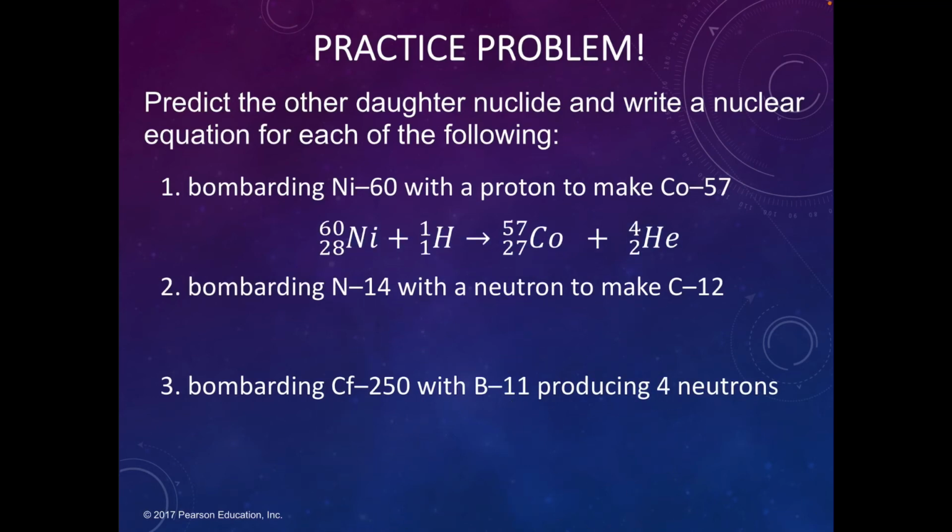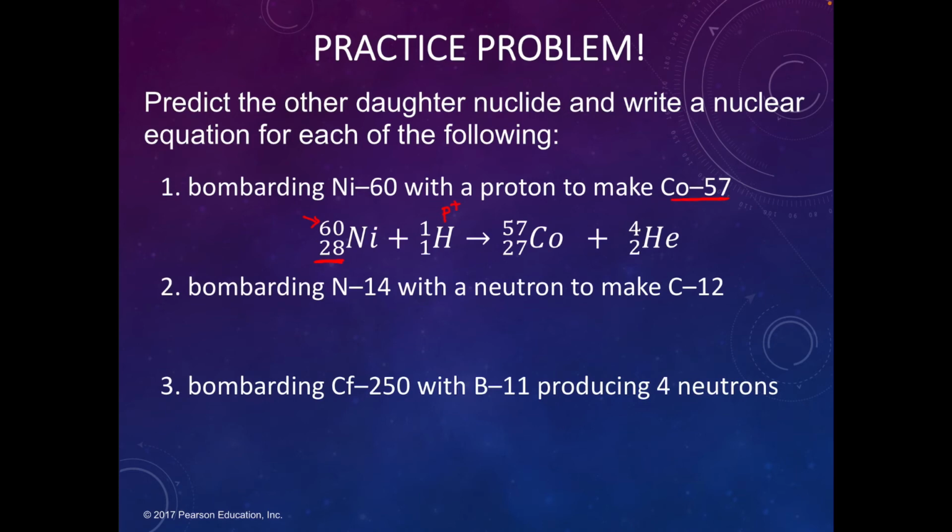So here we have nickel-60, so our mass number is 60. And then we have an atomic number of 28 because that's nickel's atomic number on the periodic table, and it's being hit with a proton. So you could either write this as H or you could have written this as P+. Either one is fine. And so our numbers on the top have to be equal.